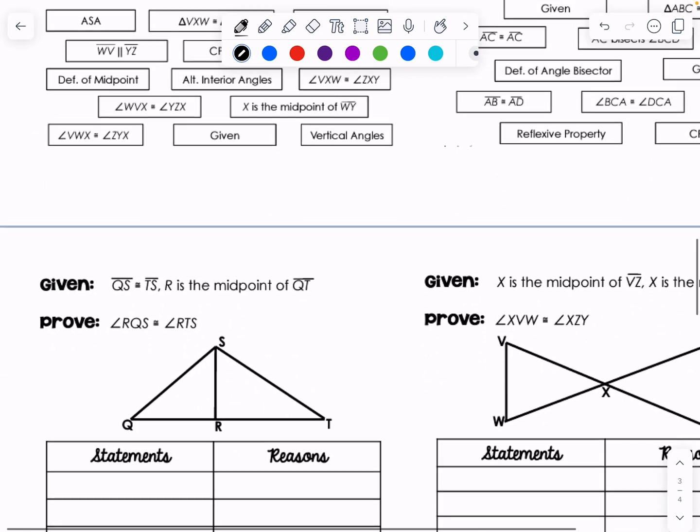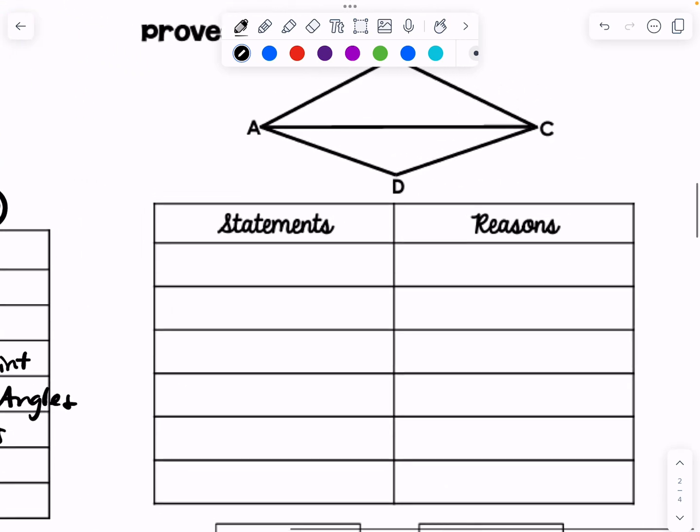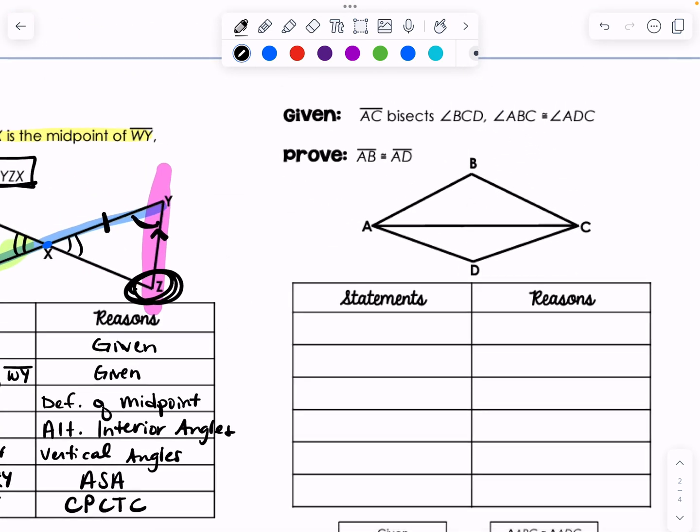All right, let's try this one up here, and that will be all for us tonight. So I have two givens. I have AC bisects angle BCD, and I have angle ABC is congruent to angle ADC. So I'm going to mark that first. ABC is congruent to ADC. I'm going to mark that.